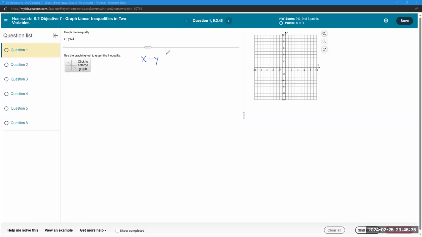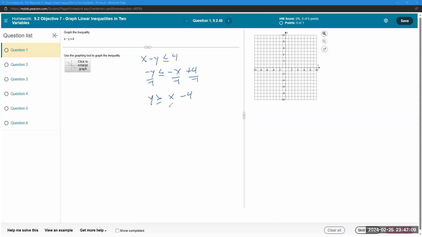X minus y is less than or equal to 4. Negative y is less than or equal to negative x plus 4. And then when we multiply or divide by a negative when we're solving for y, like we're doing right here where we divide everything by -1, then we're going to change the direction of our inequality sign, because the opposite of something that was negative is going to be positive. The opposite of something that was positive is going to be negative. It's going to force us to change the direction of the inequality sign here.